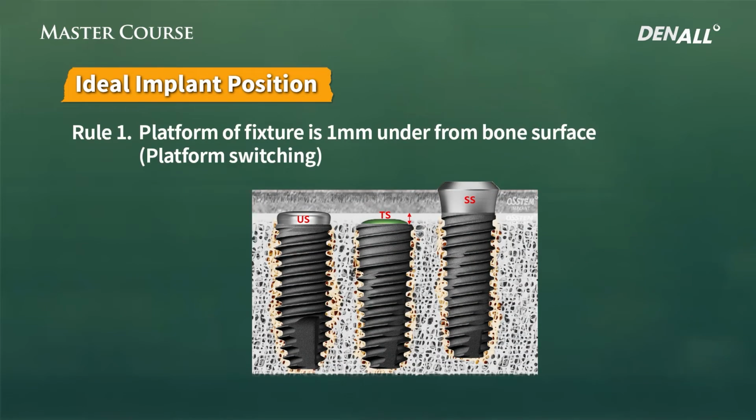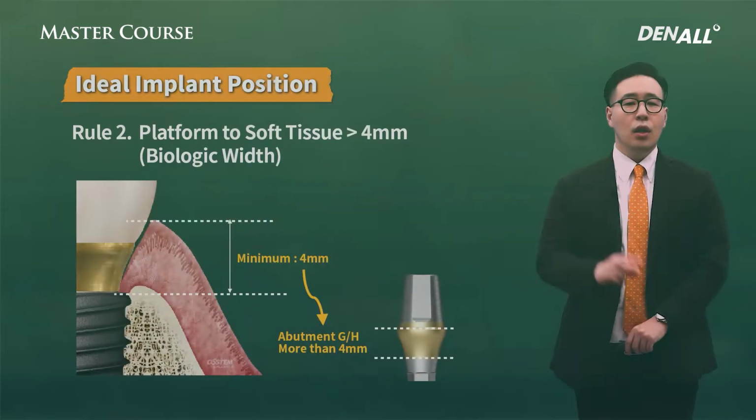First, these days, internal taper connection is used a lot. That is a TS implant. Based on that implant, the platform should be placed at least 1 millimeter inferior to the bone surface. It is the platform switching concept. This is to prevent bone resorption around the implant when it is used for a long time.